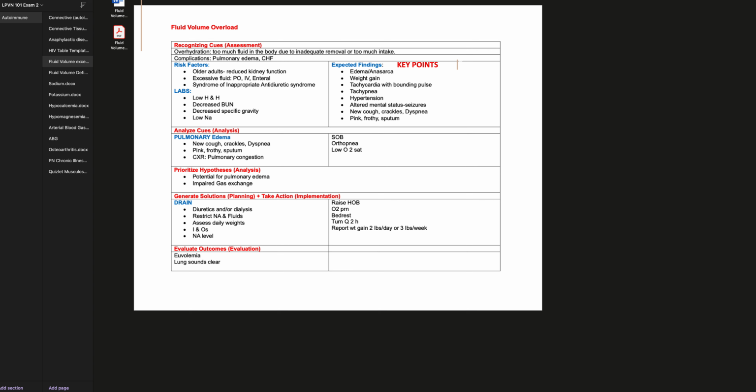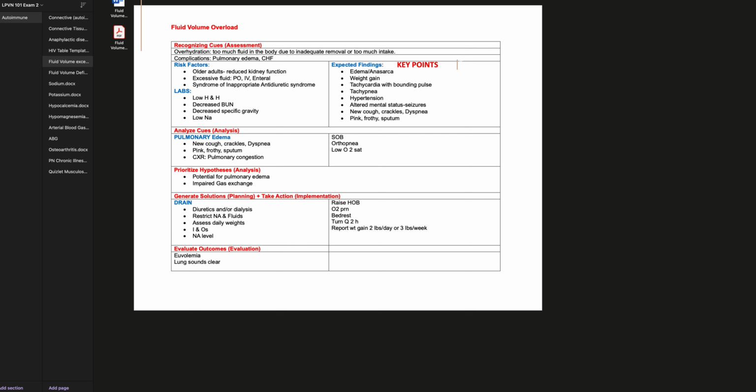Okay, because they have so much fluid on board, their labs are going to be diluted. For example, they'll have a low hemoglobin and hematocrit, so that's low H&H. They'll have a decreased BUN. They'll have decreased specific gravity of their urine, so the urine's going to be more like water. And they'll have low sodium, okay? Because they have low sodium, anytime you hear sodium high or low, think neurological problems, okay? So they could have seizures with low sodium, so you have to watch that.